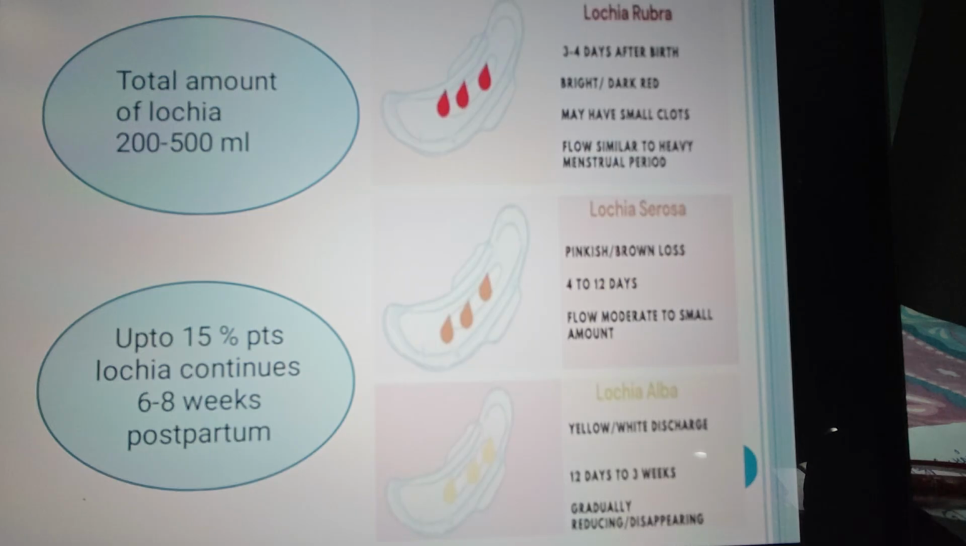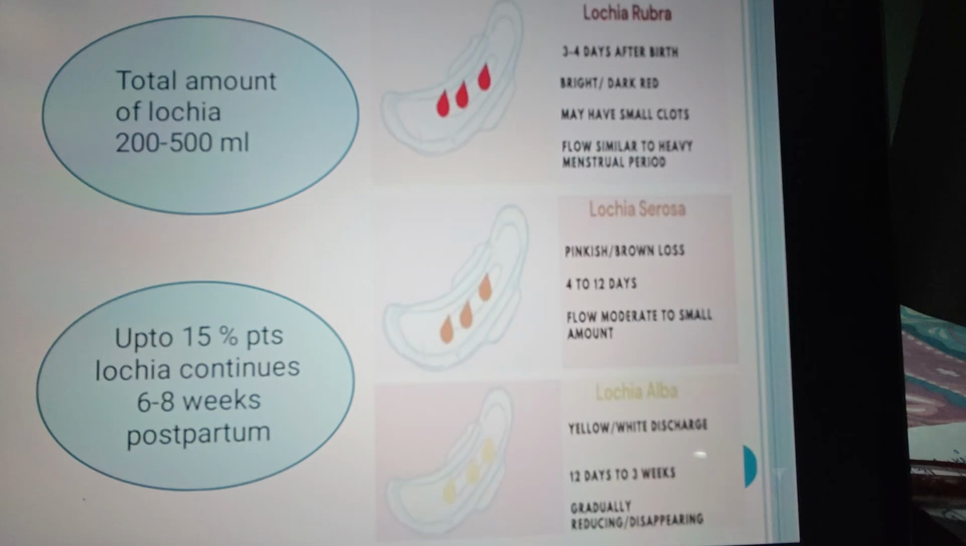What is lochia rubra? As the name suggests, rubra is red. This discharge comes till the initial 5 days after birth, and it is bright red or dark red in color. It may have clots, and the flow is similar to heavy menstrual blood flow. In up to 15% of patients, lochia continues 6 to 8 weeks postpartum. So in 85% of patients, this lochia disappears by 1 month, but in about 15% of patients, it can continue till 6 to 8 weeks, around 2 months.